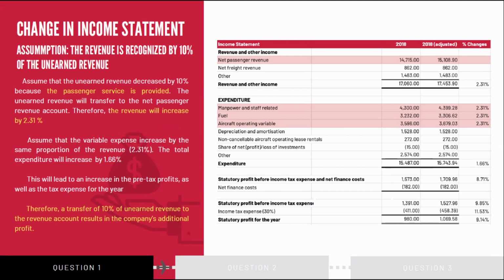And assuming that the variable cost increased by the same portion of the revenue and no fixed cost increase, the total expenditure will increase by 1.60%. This will also lead to an increase in the pre-tax profits, as well as the tax expense for the year. Therefore, a 10% transfer of unearned revenue to the actual revenue account will result in the company's additional revenue.